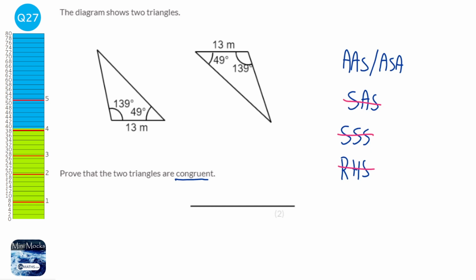Well, what do we have? We have an angle, then a side, then an angle. So it's 139 degrees, then 13 meters, then 49 degrees in that order. So it's an angle, side, then an angle. So it's going to be this one here. So we're going to say ASA, or we could say AAS stroke ASA, or just leave it as ASA. I probably would leave it as ASA to say it's the angle, side, angle.